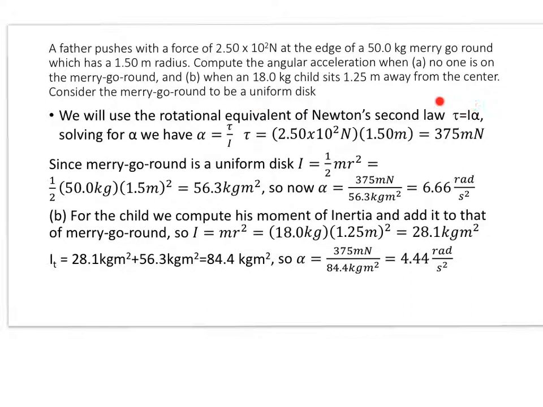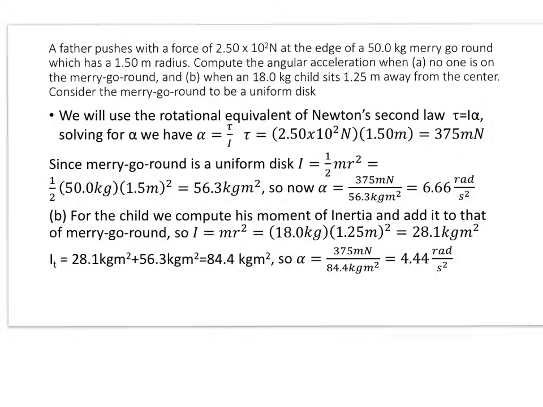So we're going to start with the rotational equivalent of Newton's second law. Torque is equal to moment of inertia times angular acceleration. And we're going to solve for alpha, the angular acceleration. So that's the torque divided by the moment of inertia. So the torque is the force times the distance from the point of rotation. So the force is 2.5 times 10 to the 2 newtons, and the merry-go-round has got a radius of 1.5 meters, so that's 375 meter newtons.